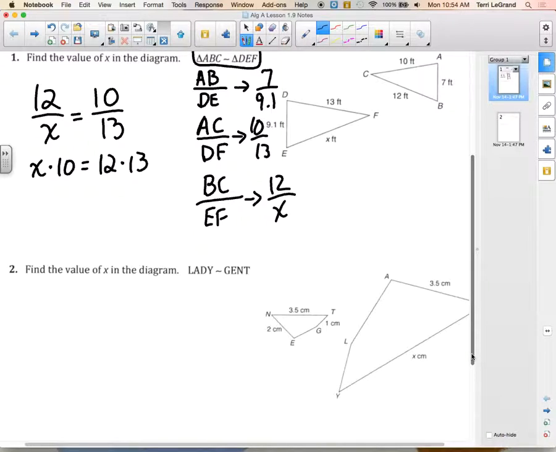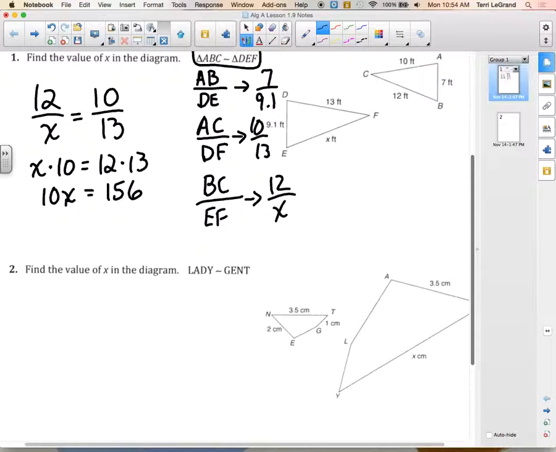Would it have mattered if you used 10 over 13 or 7 over 9.1? Wouldn't have mattered, we should get the same answer. Okay, so this side is going to become 10x. The other side is, what is 12 times 13? 156. Yeah, okay.